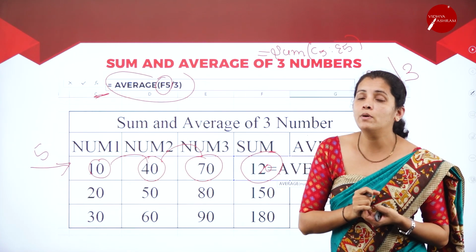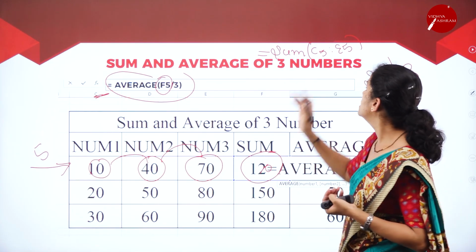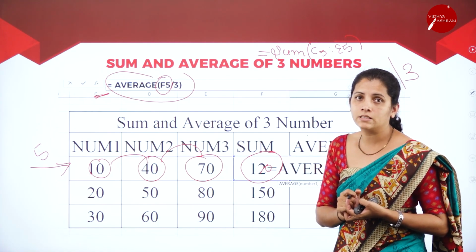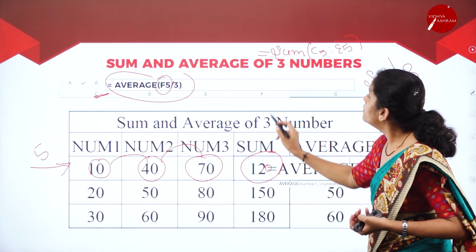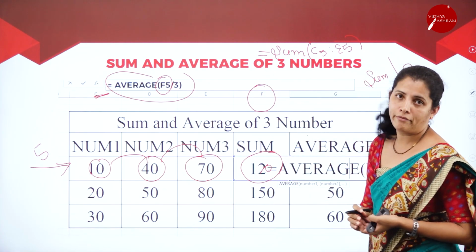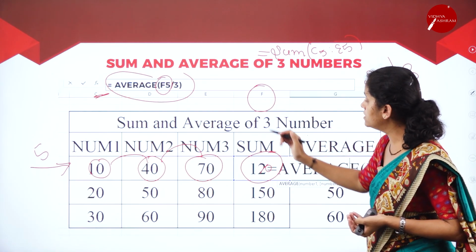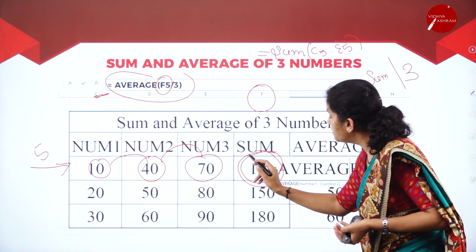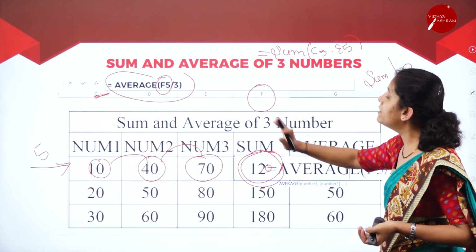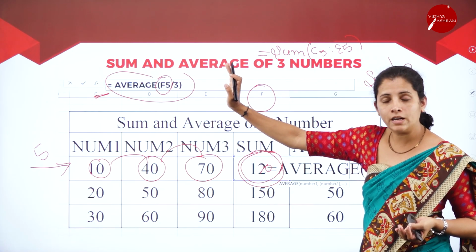Now how can I find the average of 3 numbers? That is nothing but summation divided by the total number of numbers. Here I can get the sum in column F. So column F represents the summation. And what's the intersecting point here? That is nothing but F5. So I'm going to pass F5 to the average calculation.